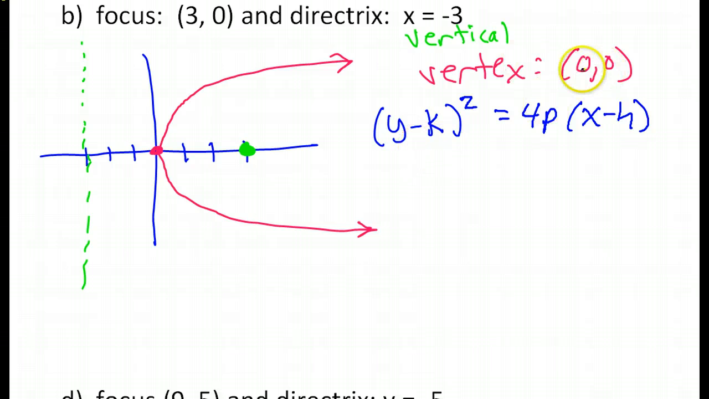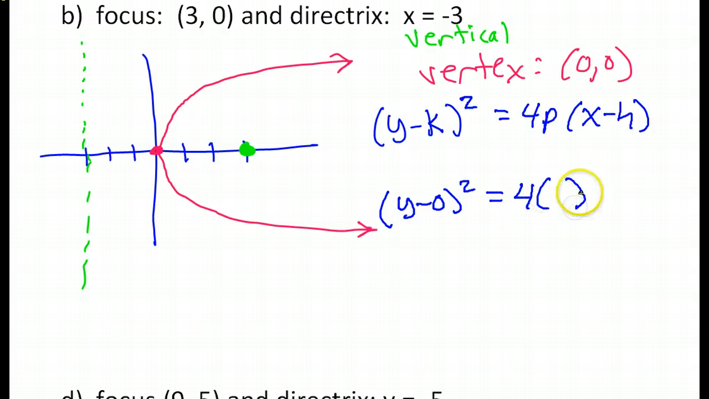Now, the vertex is 0, 0, so that means h and k are both 0. So that's going to give me y minus 0 squared is equal to 4p, I'm sort of leaving a gap here, times x minus 0. Okay, there's my vertex. Now, looking at the picture, you should know what the p-value is as well.